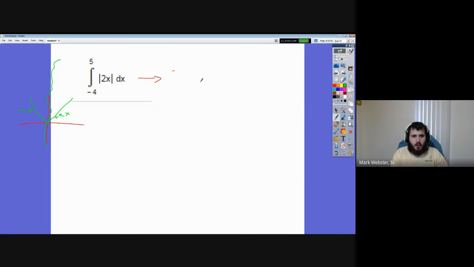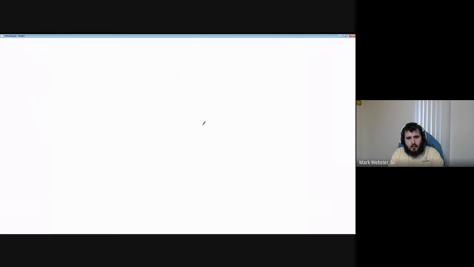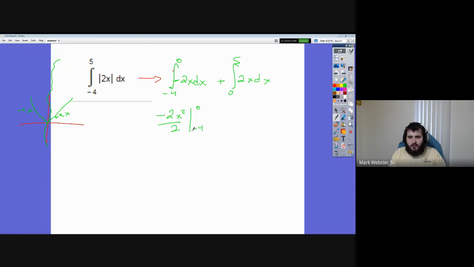Since the vertex is at 0, we're going to split this up: from -4 to 0 of negative 2x dx plus from 0 to 5 of normal 2x dx. And this is actually going to be easy, because when we integrate this, we're going to get -2x squared over 2, because the x goes from the first power to the second power, then we divide by that new exponent, and we're evaluating from -4 to 0. Then we do the same thing here: positive 2x squared over 2, evaluated from 0 to 5.